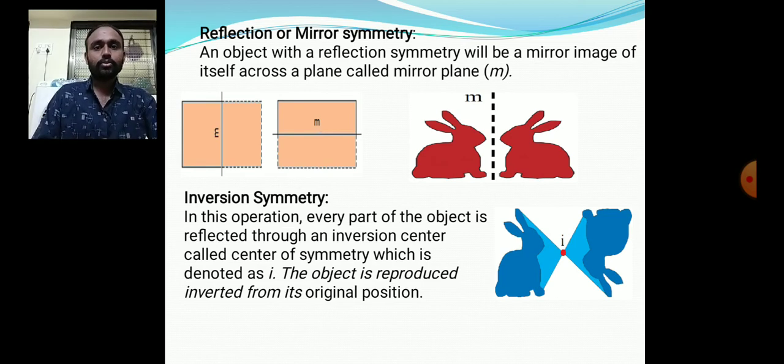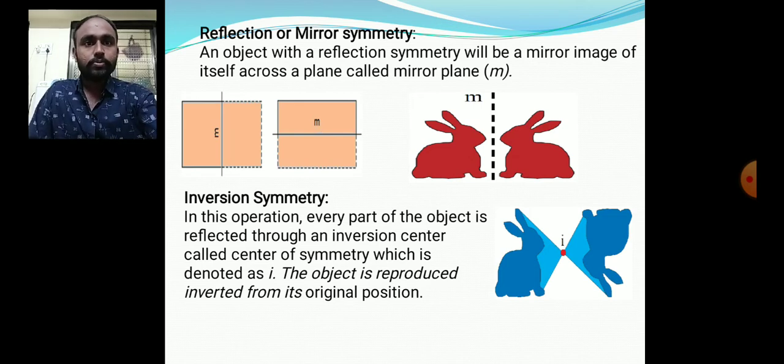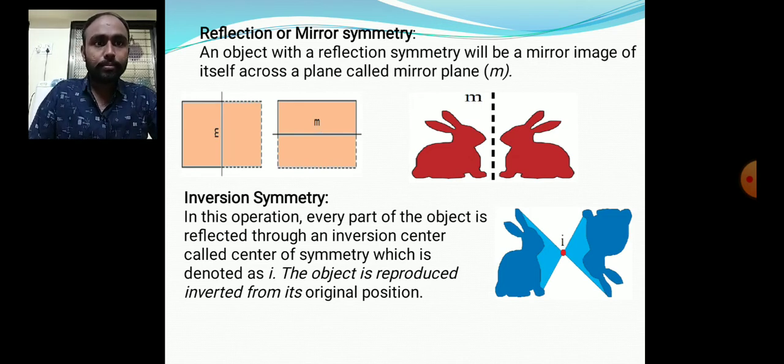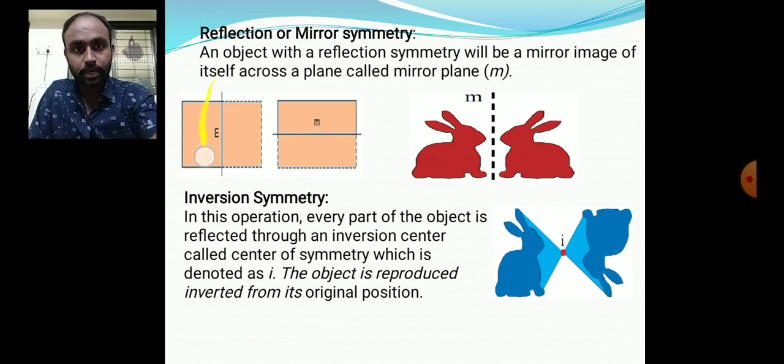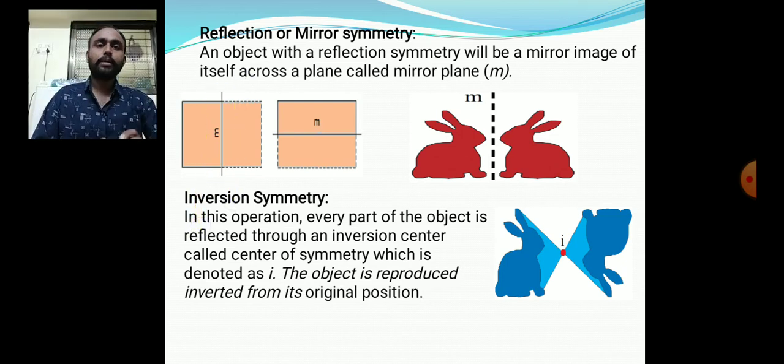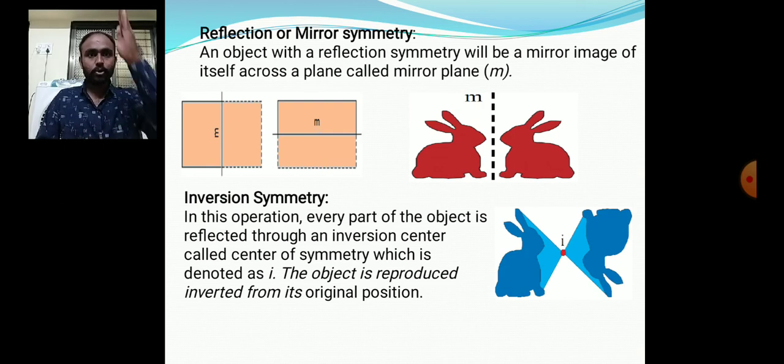Jokes apart, that means if you have to check the reflection symmetry, you must have some mirror type structure, and that's why it is also known as mirror symmetry. Now see, an object with reflection symmetry will be a mirror image of itself across a plane called the mirror plane. This particular vertical line, small m, is called the mirror plane. That means the object is having a mirror image, but we must have some reference point about an axis.